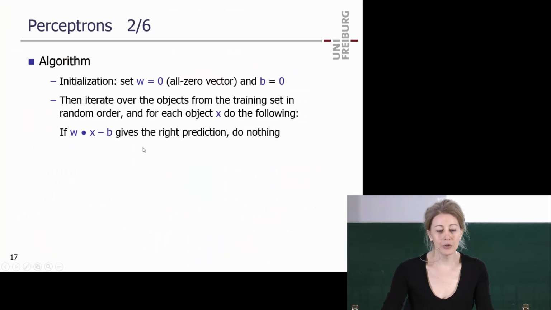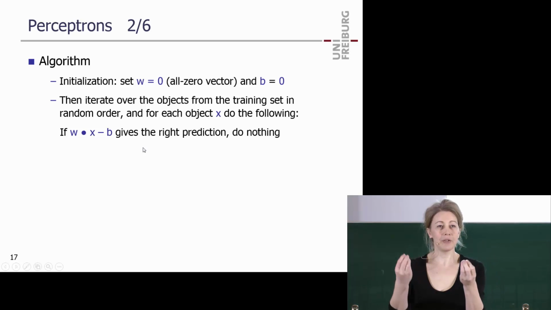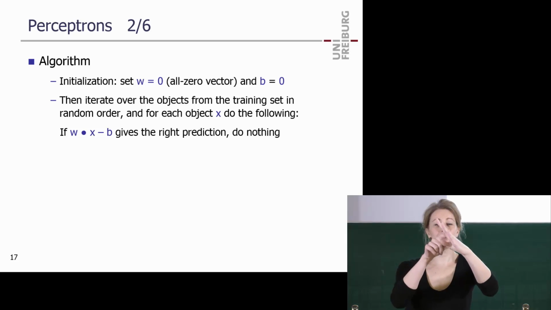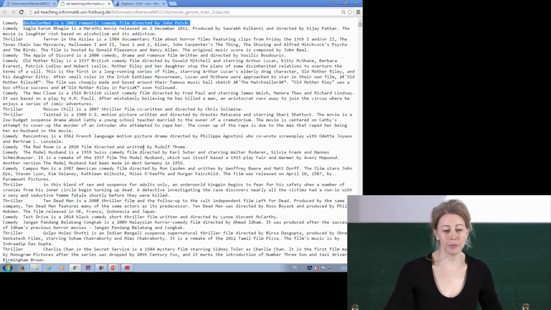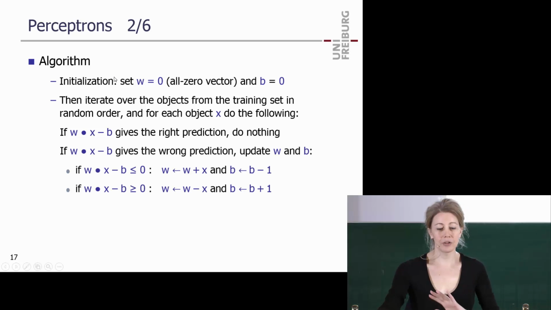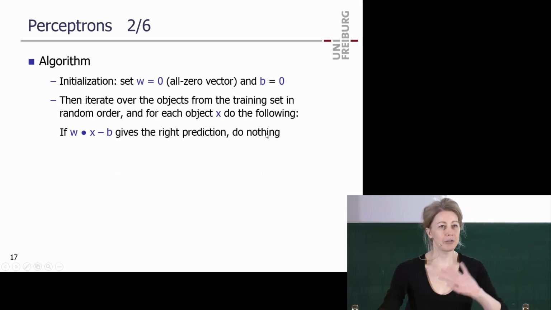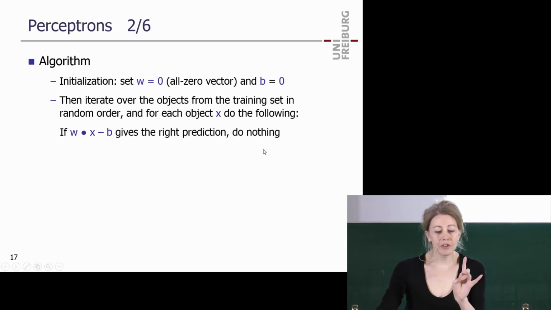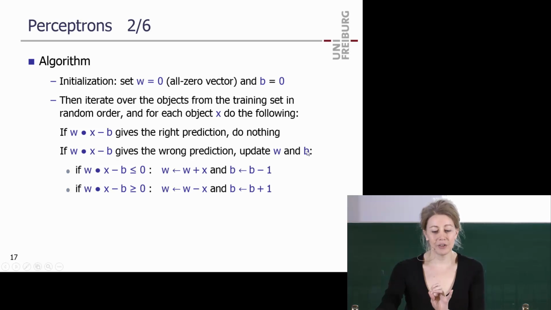So now you have your current W and B. You have your current hyperplane. Think of it as a straight line. Now you just see with that hyperplane, will it give the correct prediction on my next object? With my current hyperplane, will it say comedy or thriller? If it's correct, you do nothing. Fine. You just go to the next training object. You go over the training objects again and again. If it's wrong, now you update.